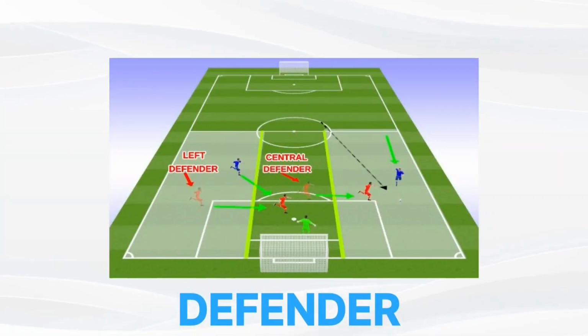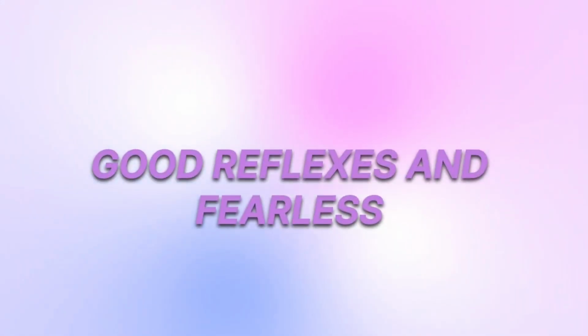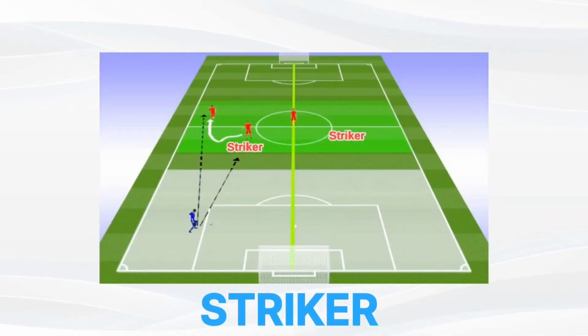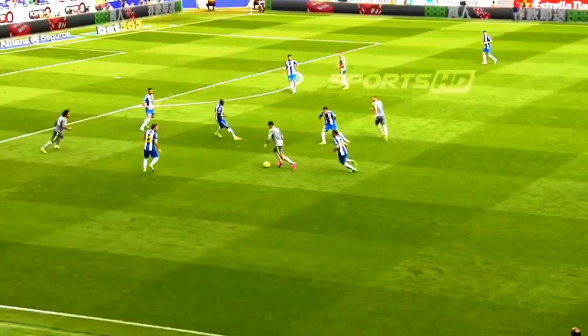Let's understand it simply. If you are fast and explosive, winger. Strong and brave, defender. Smart passer and calm on the ball, midfielder. Good reflexes and fearless, goalkeeper. Good finisher and attacking minded, striker. Now this does not mean you can only play one role forever. But in the beginning, understanding your natural strengths helps a lot.